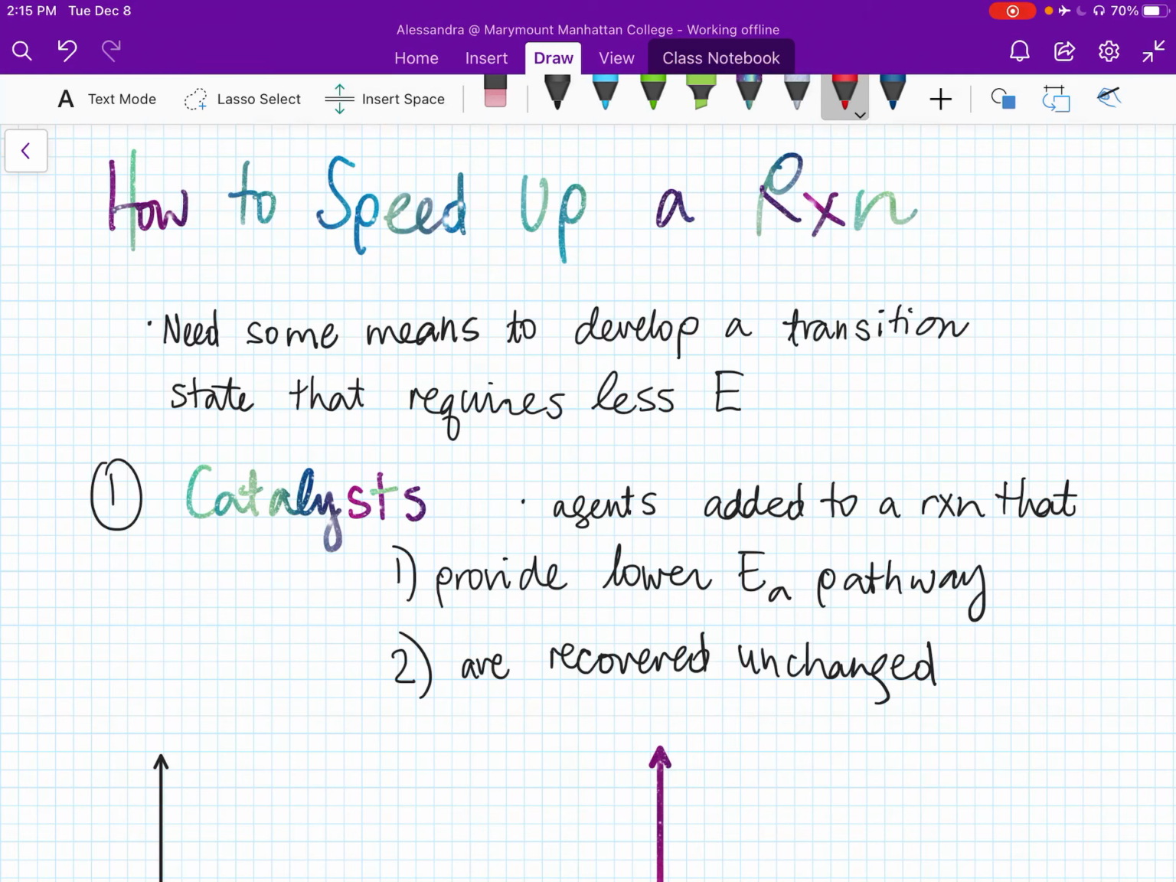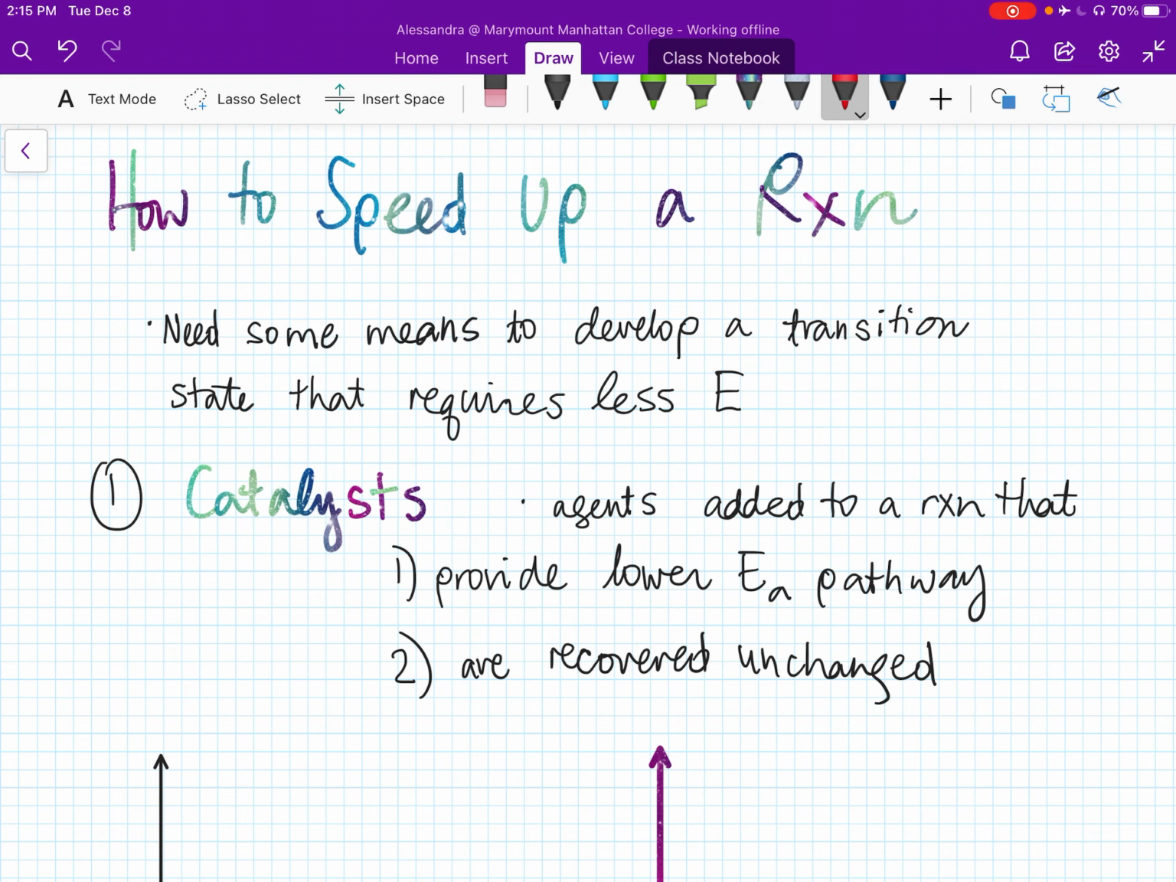So how can we speed up a chemical reaction? Well, you need to decrease the height of the activation energy barrier somehow. So you need some way to develop a transition state or activated complex that requires less energy. Okay. And there are two major ways that you can do that. So we're going to discuss in this lecture two ways that you can speed up a chemical reaction.